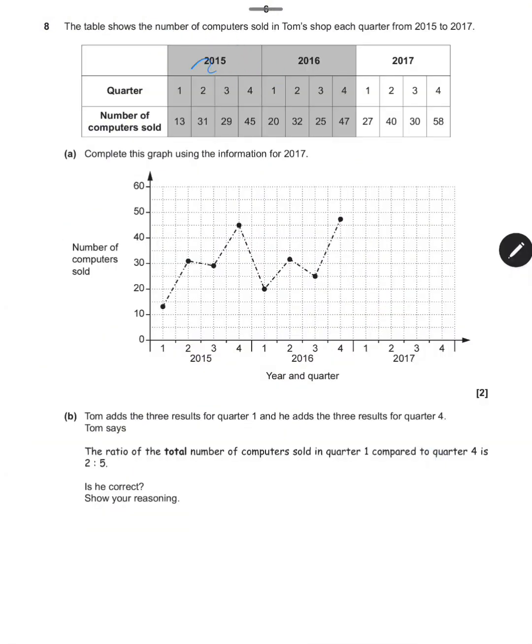Question 8, and here we've got a table showing number of computers sold in a shop, and we've got from 2015 to 2017. And all we're asked to do is complete the graph using 2017 information, which is here.